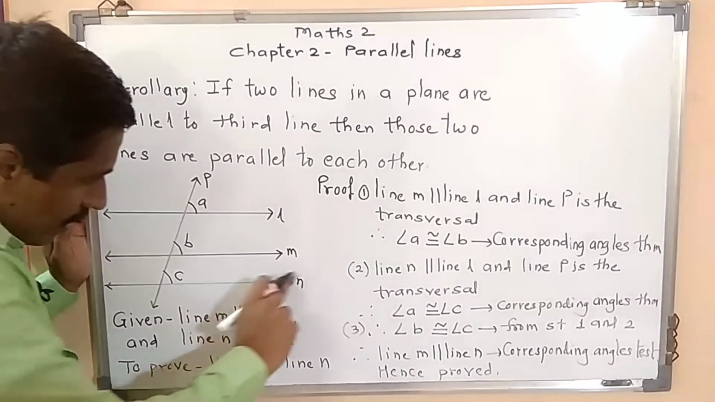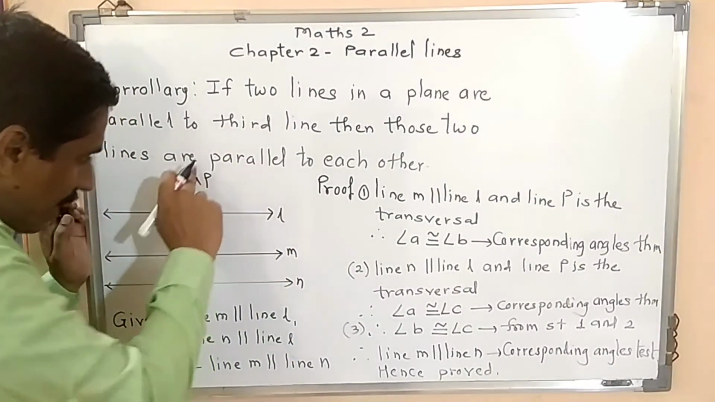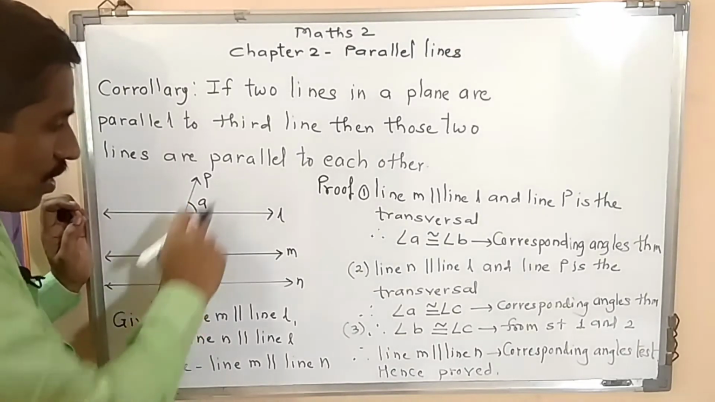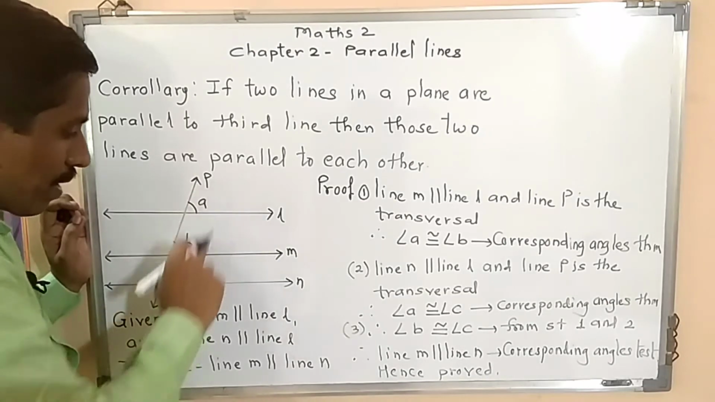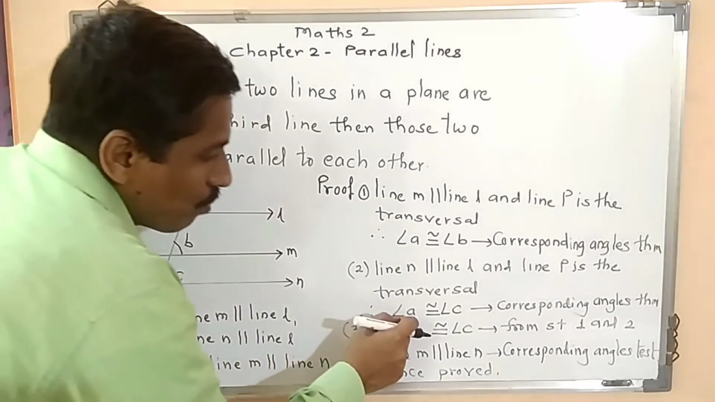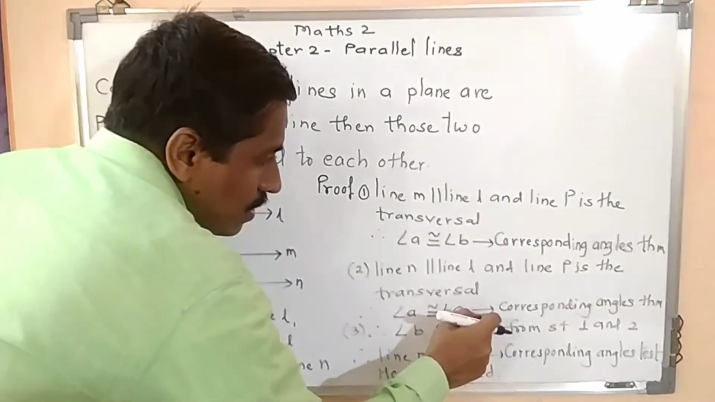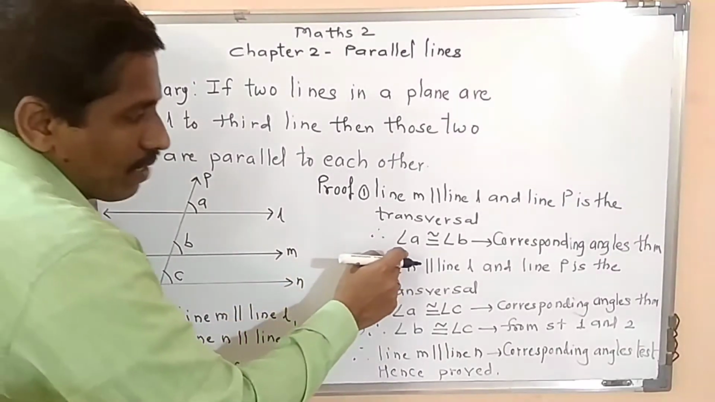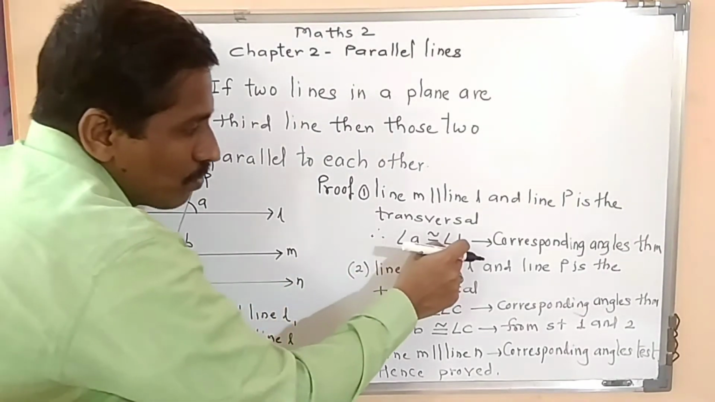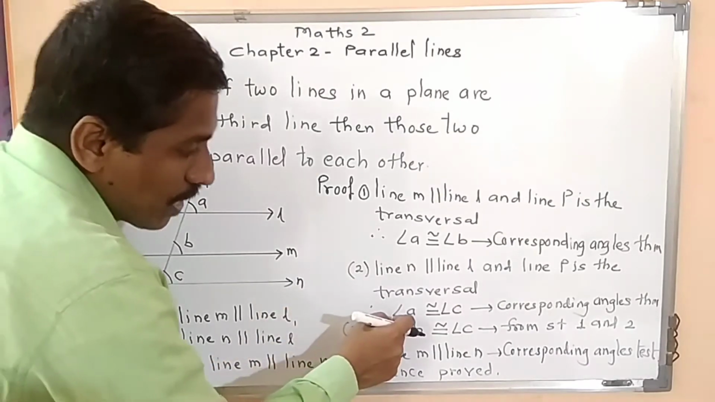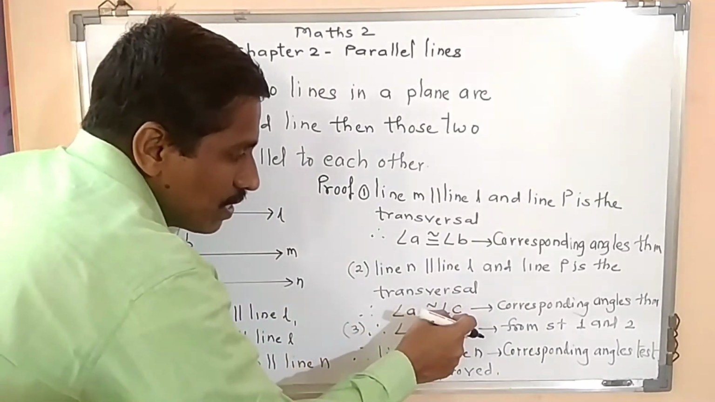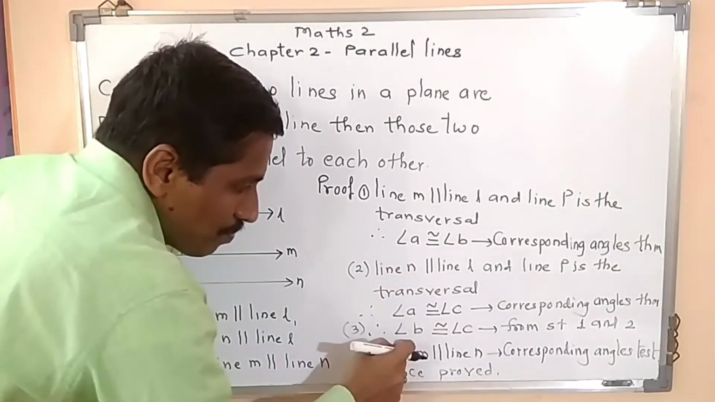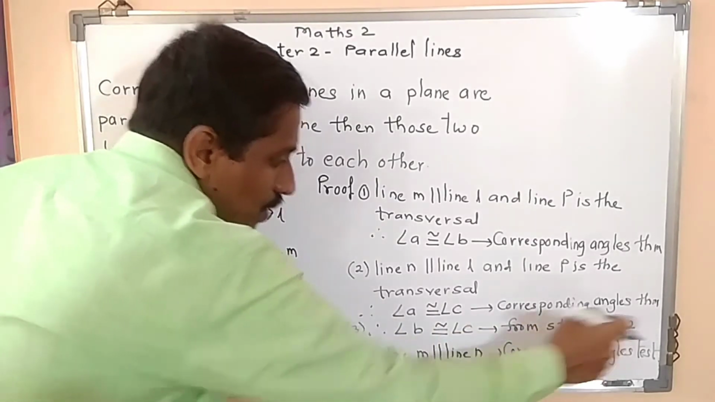Now, line N is parallel to line L and line P is the transversal. Considering this, I get angle A and angle C, which are corresponding angles, and since lines are parallel, corresponding angles are congruent. Therefore, angle A is congruent to angle C. Reason is corresponding angles theorem. Now, from statement 1, angle A is congruent to angle B. From statement 2, the same angle A is congruent to angle C. So, from 1 and 2, what will I get? Angle B is congruent to angle C. Reason: statements 1 and 2.